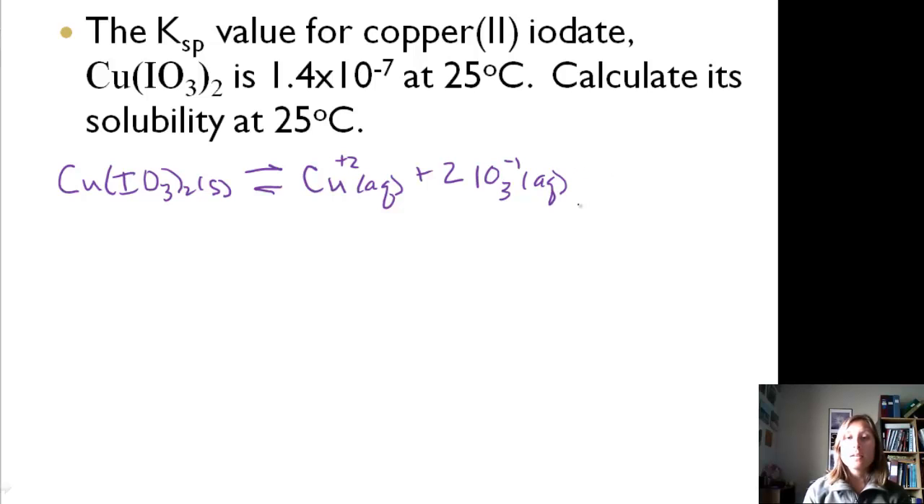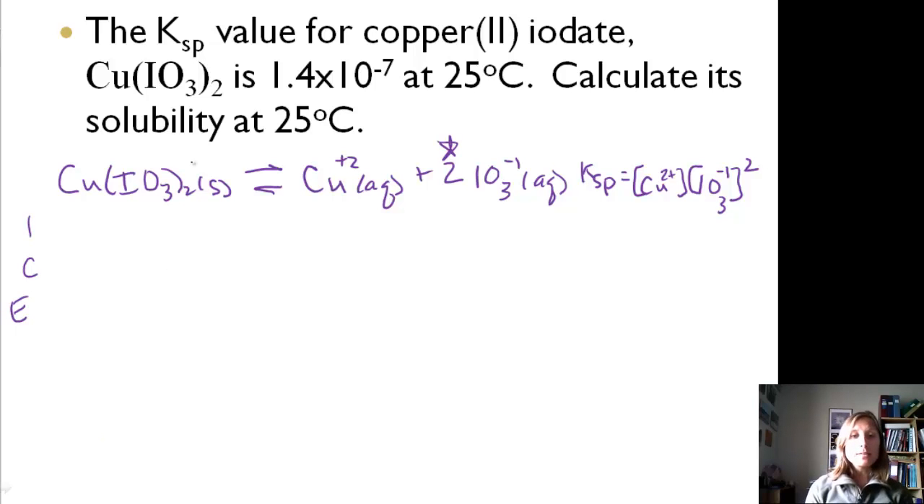And we know that, let's see, I think we have room here. Our Ksp is equal to our concentration of copper times our concentration of iodate squared, because of the 2 right here. So let's do our initial change equilibrium.